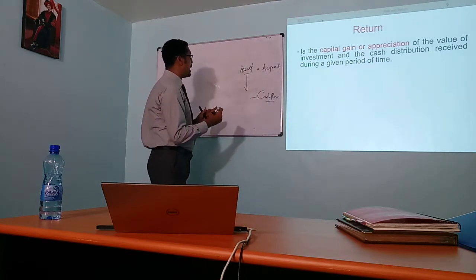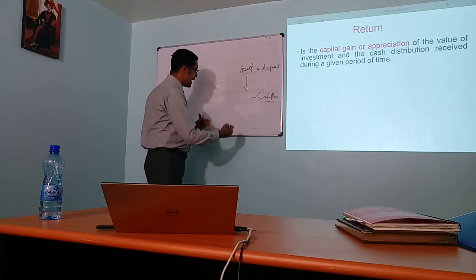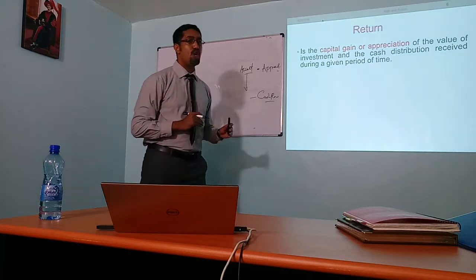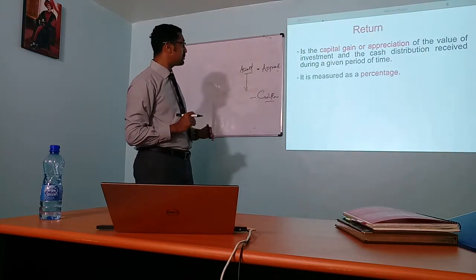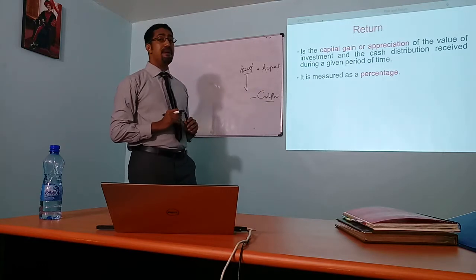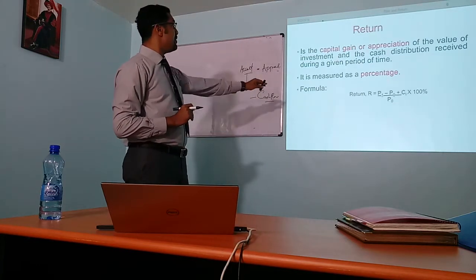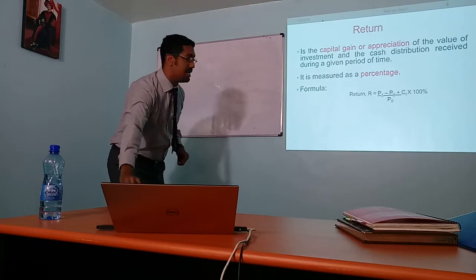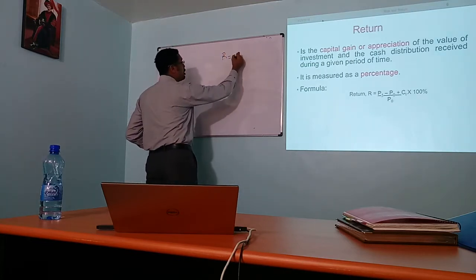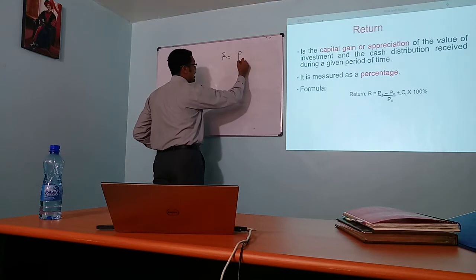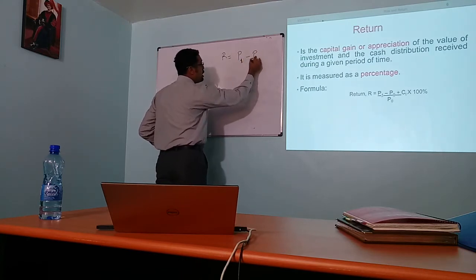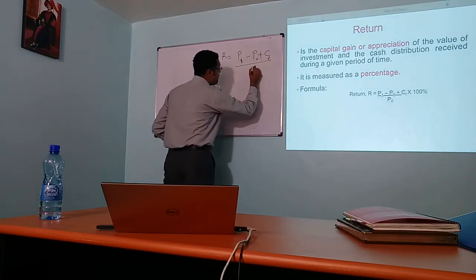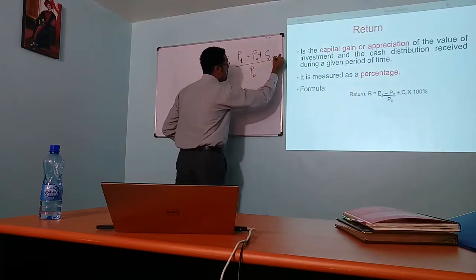So if you are holding, let's say, an asset like a property or a building, we are going to see an example under condition of certainty and condition of uncertainty. So return basically is measured as a percentage. The formula is simply given as return equals price at the end, P1, minus P0, price at the beginning, plus all the cash flows received, divided by the price at the beginning, multiplied by 100.